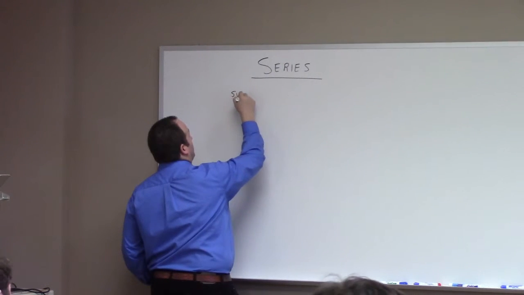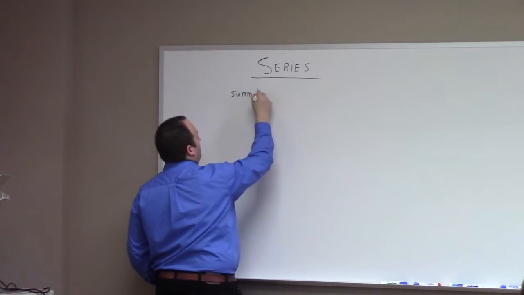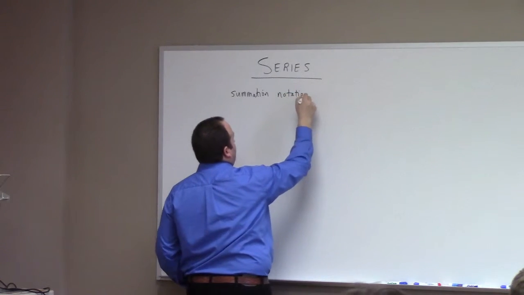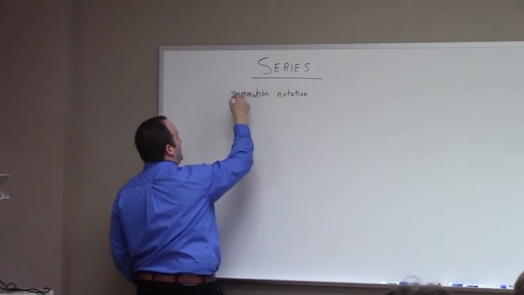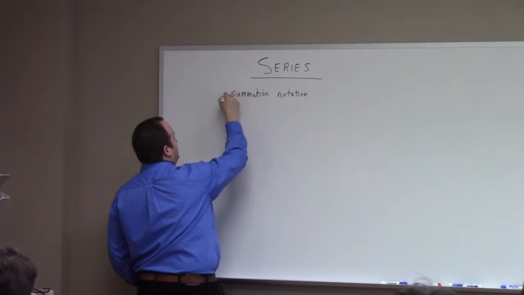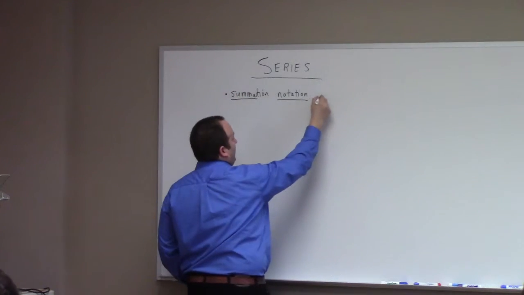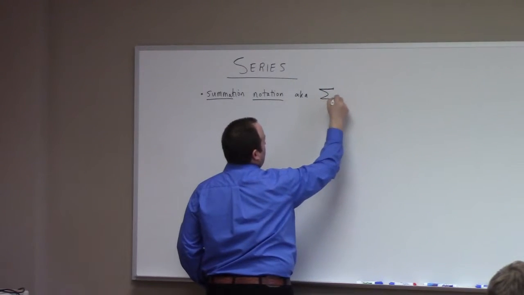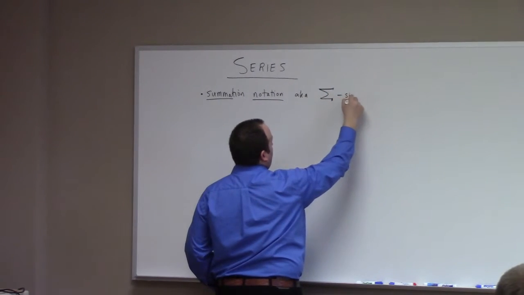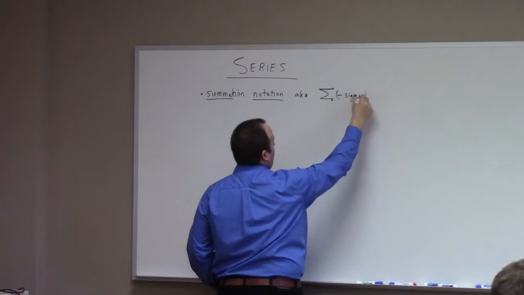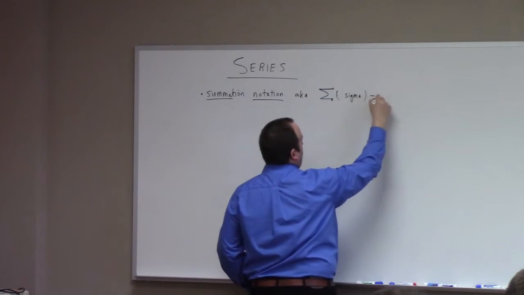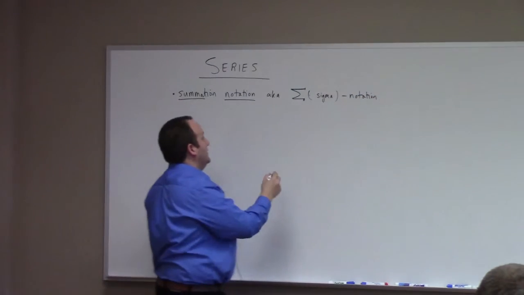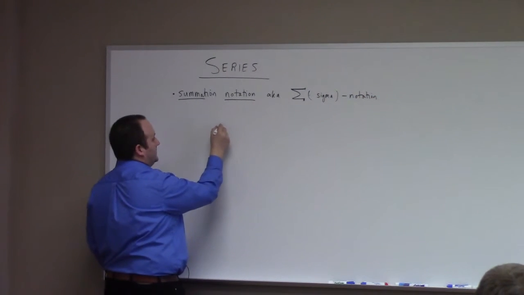So, talk about that for a few minutes here, and then I'll define a series for you and work some examples, hopefully. So, summation notation, also known as sigma notation. This is a capital sigma. Well, here's how it works. Let me give you an example first.